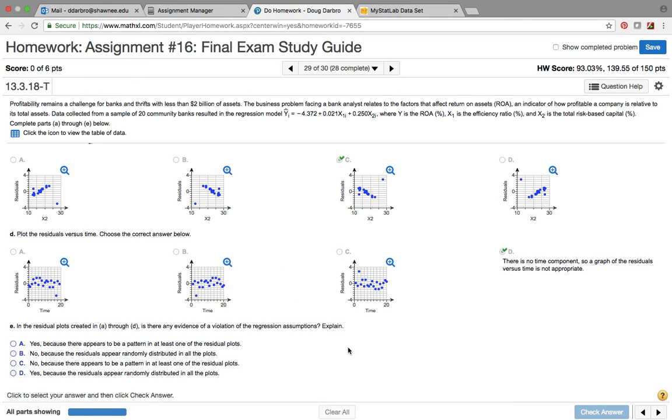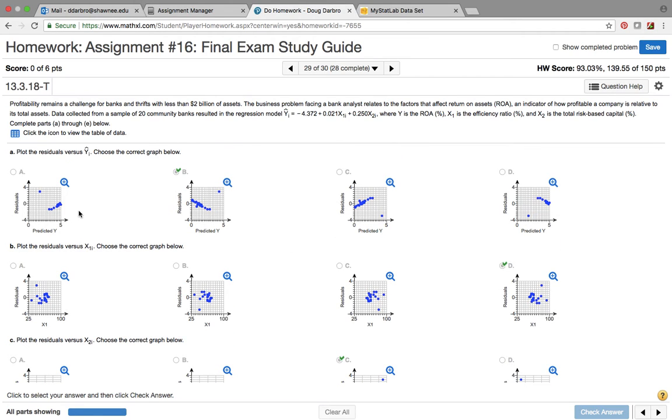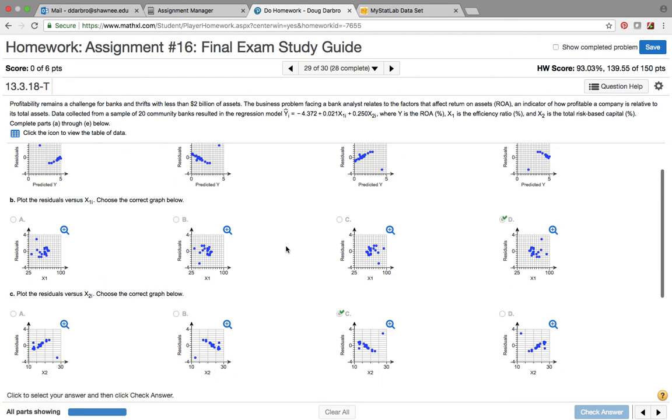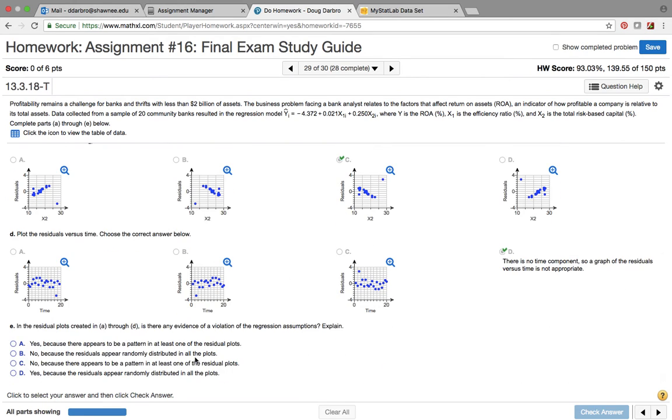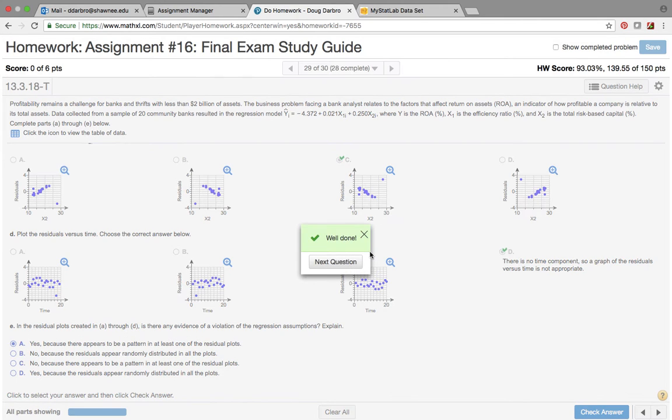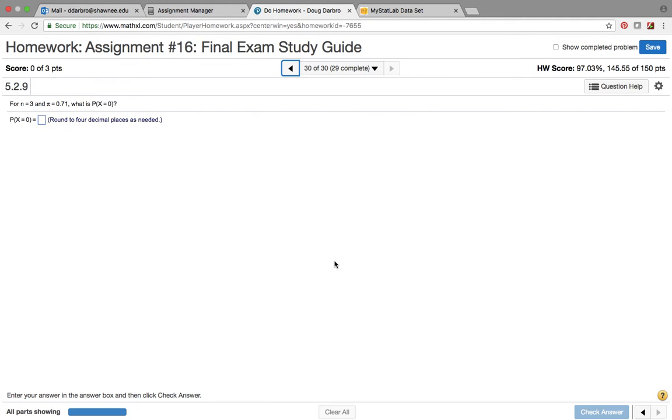In the residual plots created, is there any evidence of violation of the regression assumption? Well, when we look at this first of the residuals versus the predicted, we want to see a shotgun blast randomness. So I would say yes, because there appears to be a pattern. All right, guys, last one. I'm happy.